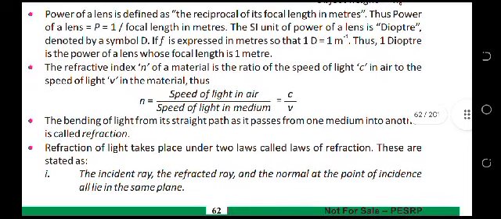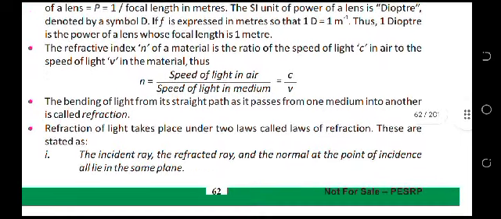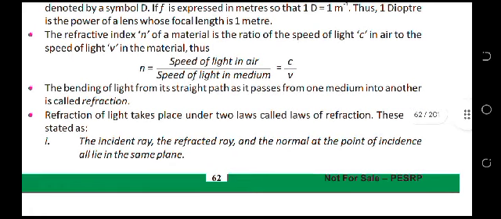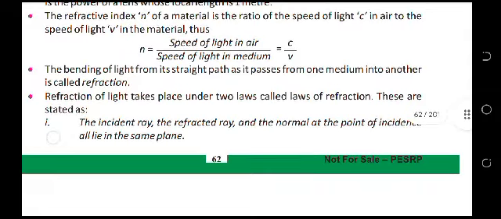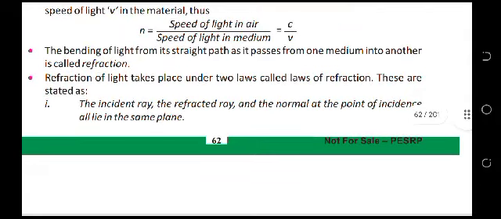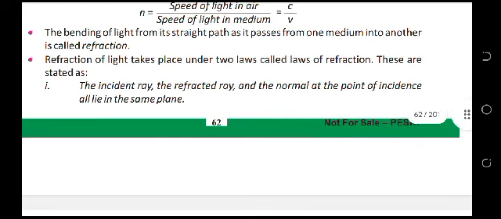The refractive index n of a material is the ratio of the speed of light in air to the speed of light v in the material. Thus, n is equal to the speed of light in air over the speed of light in the medium, c over v. The bending of light from its straight path as it passes from one medium into another is called refraction.